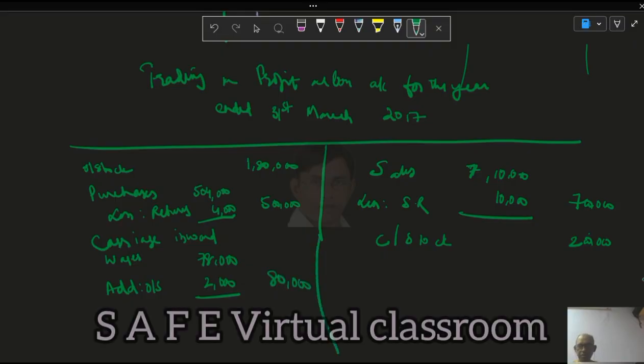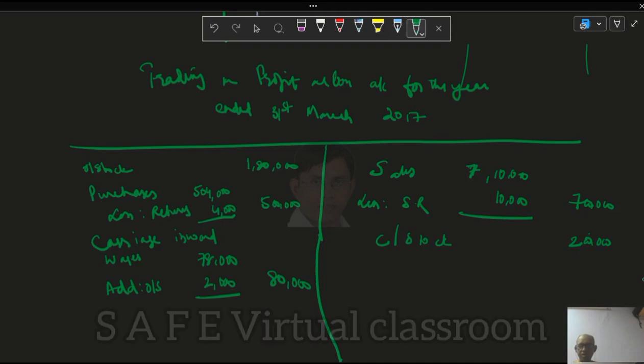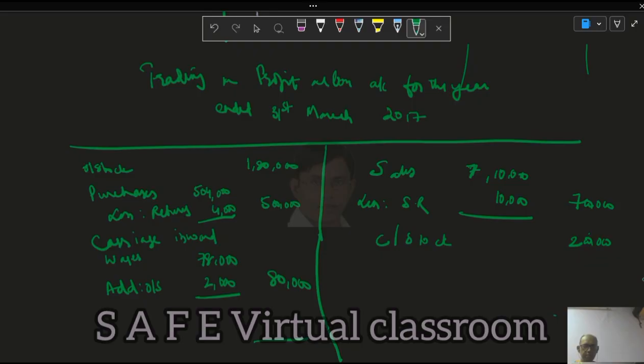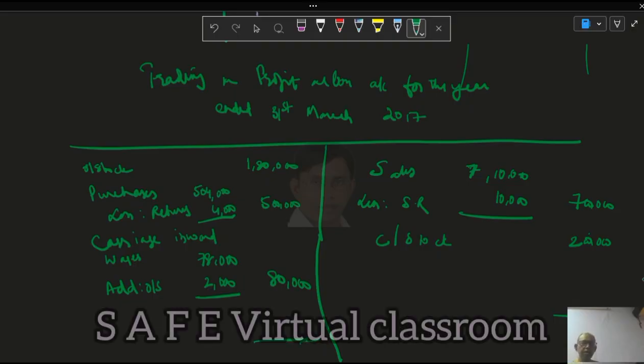This won't come in the balance sheet? No, it will not come. Only 2,000 will come in the balance sheet. What will I show 2,000 as? Outstanding wages, outstanding salaries, everything will come in current liabilities, along with creditors, because they are also payables.